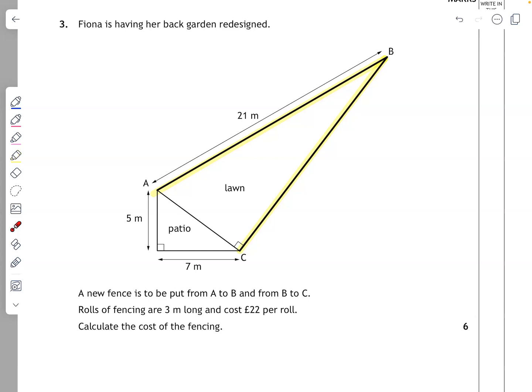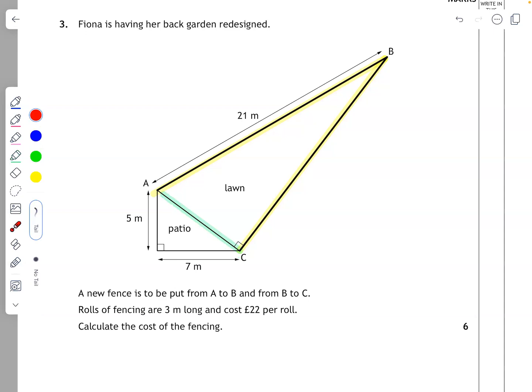We're given some dimensions of the patio. So it's a right angle triangle with a height of 5 and a base of 7. So if we work backwards, if we want to find the length B to C, we can find the length of a right angle triangle if we've got the other two lengths. So we've got the hypotenuse, but if we had this here, we could use Pythagoras' theorem to calculate this BC length here. So how do we then, first of all, calculate this one from A to C?